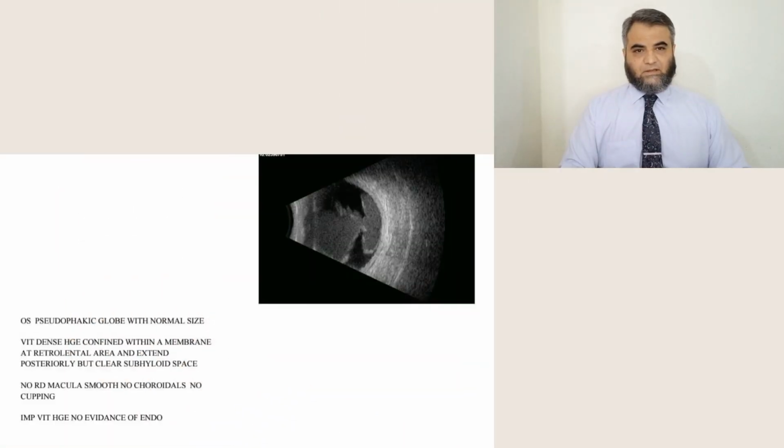This is the B scan of the patient to rule out any retinal damage or retinal detachment. Everything was normal. There was no retinal detachment, but there was vitreous hemorrhage along with the hyphema. So this patient developed hyphema as well as vitreous hemorrhage, and the retina was flat. There were no signs of infection, nothing like that.